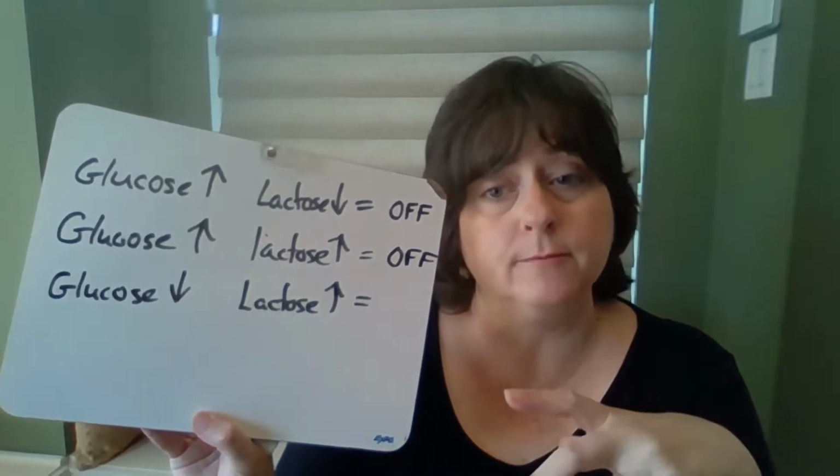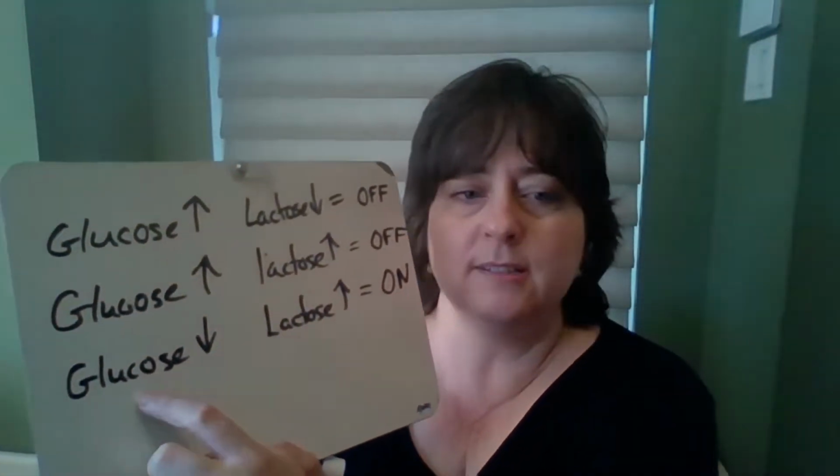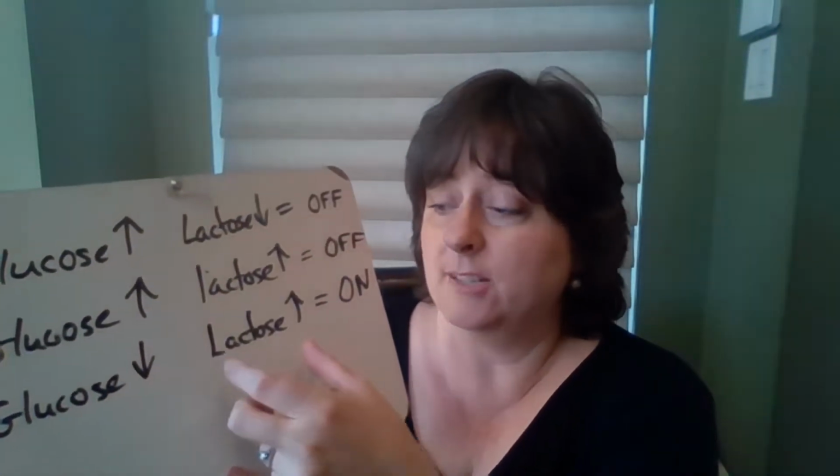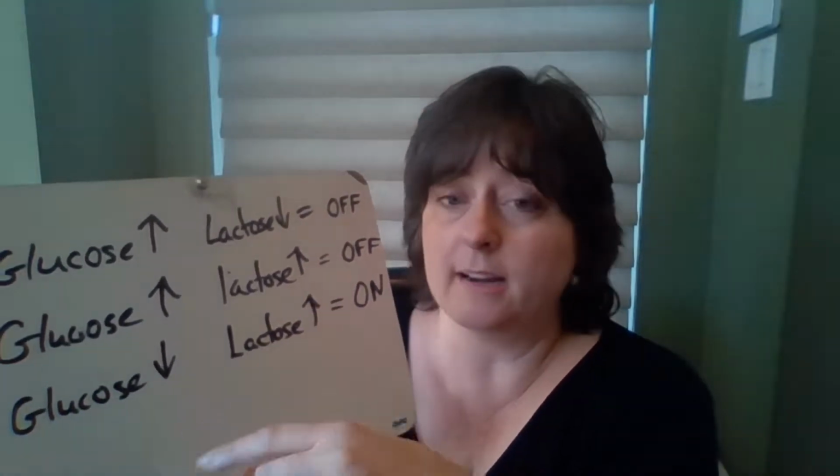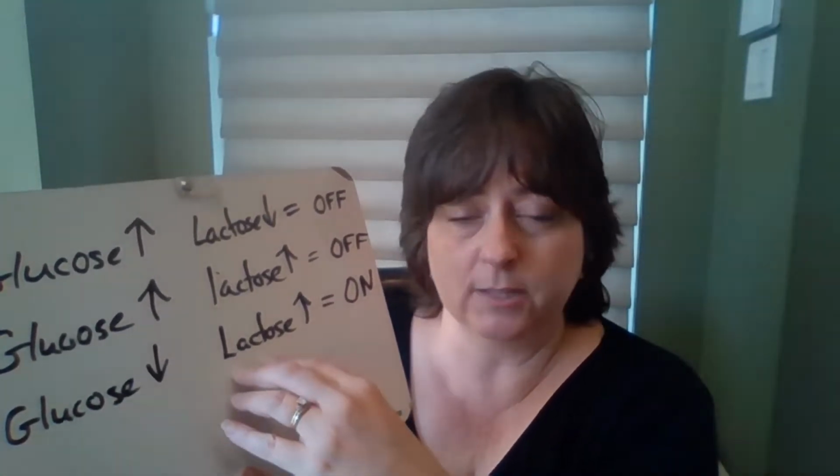What happens now if glucose disappears? I have no glucose, but luckily I have lactose. On or off? That's when you turn it on. In this case, glucose is absent, but I do have an alternative precursor and a way to turn it on. The allolactose is going to inactivate the repressor.